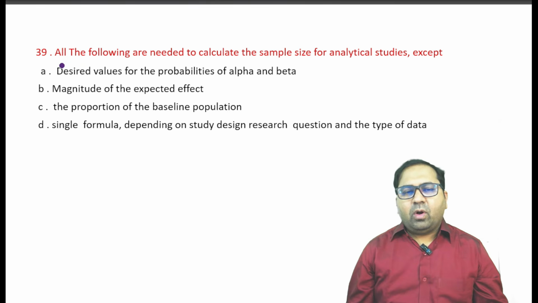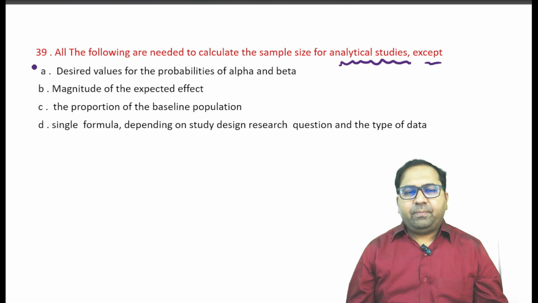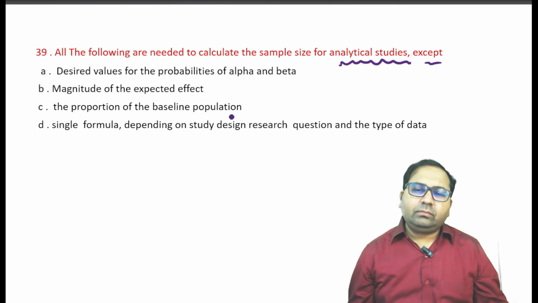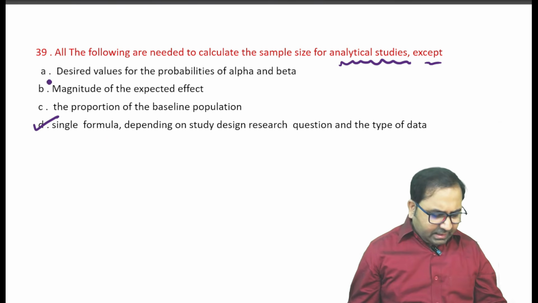Next question. All the following are needed to calculate the sample size for analytical studies, except what? Options are A, desired values for the probabilities of alpha and beta, B, magnitude of the expected effect, C, the proportion of the baseline population, or D, single formula depending on the study design, research question and the type of data. So the answer for this question is D, because let us see the options again.